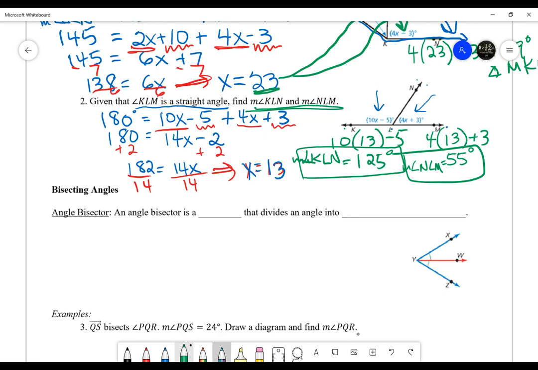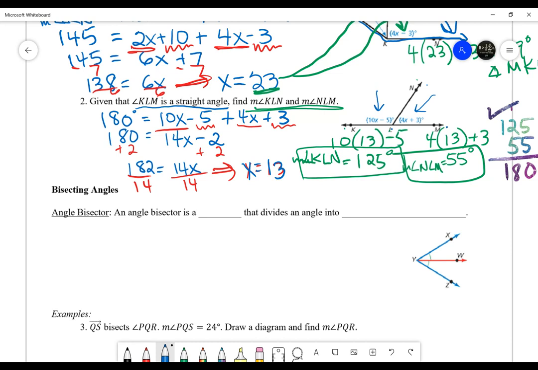But just to make sure, again, because I like to be sure, I check to see if 125 plus 55 gives me 180, and it does, so I know I'm correct. And I put a little check there so that I know that I am correct.